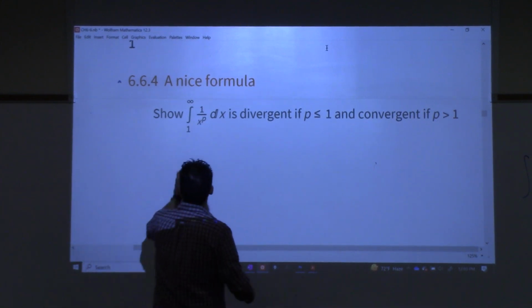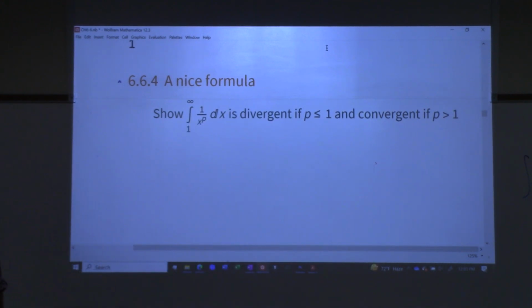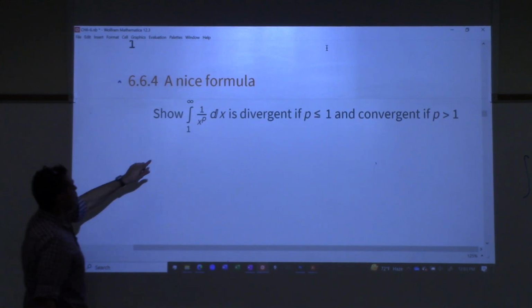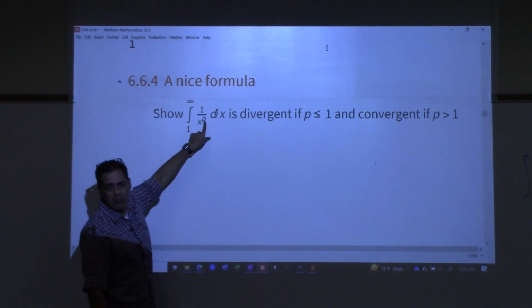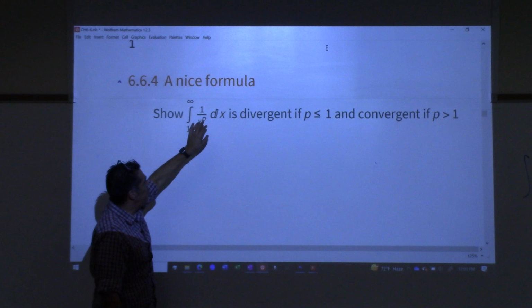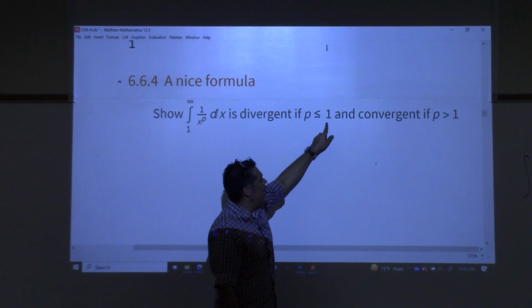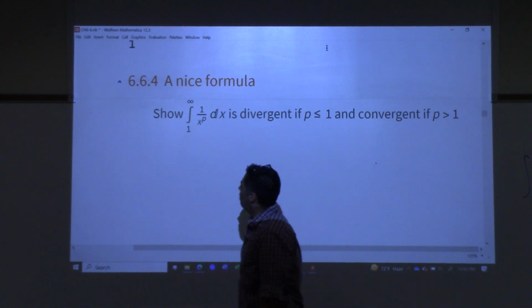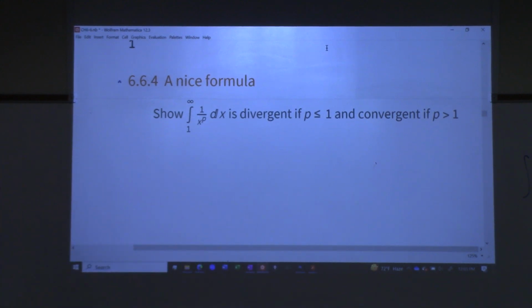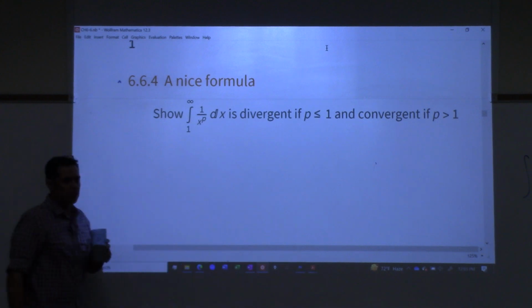I would like us to show that if you ever do the integral from 1 to infinity of 1 divided by x raised to a power p, this will always diverge if p is less than or equal to 1, and it will converge if p is bigger than 1. We're not integrating from 1 to p. p is the power on the x.